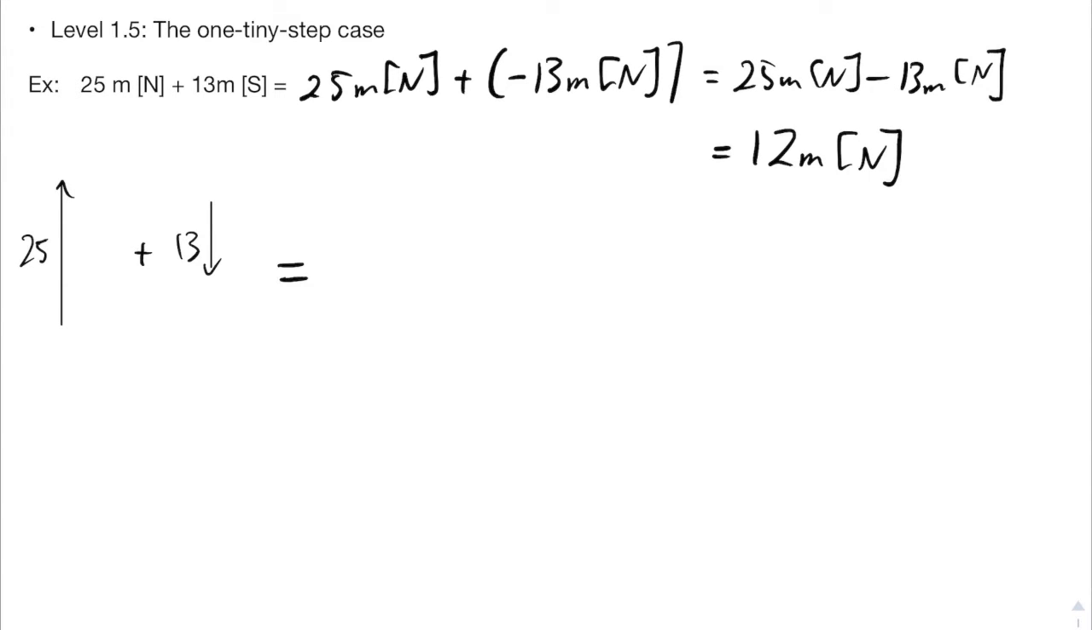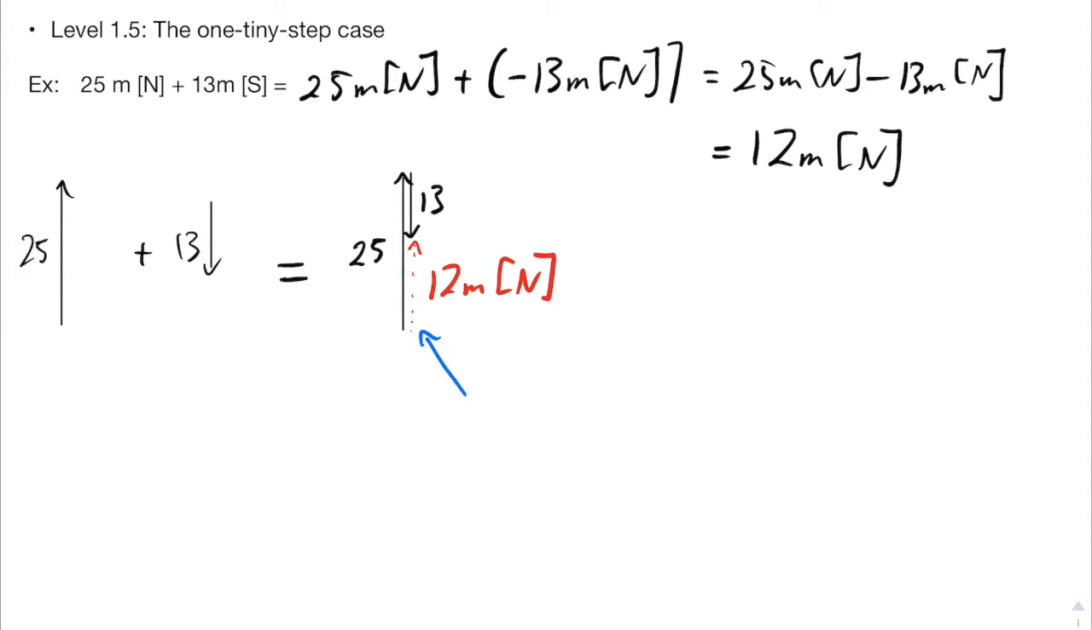Here, if we combine these two arrows, we have 25 meters moving up, and then we will have 13 meters moving back down. Our resulting vector from the very beginning to the very end will be this difference between 25 and 13. So here our total is 25 minus 13, which gives us a final answer of 12 meters north.